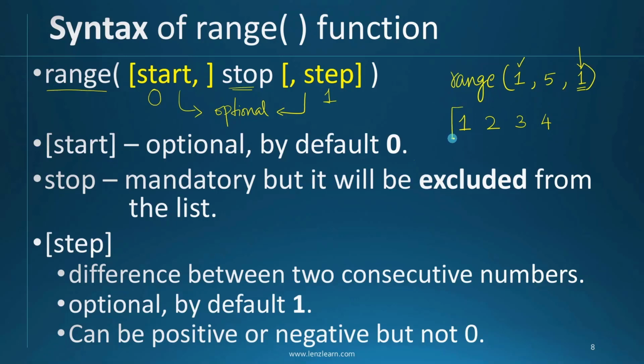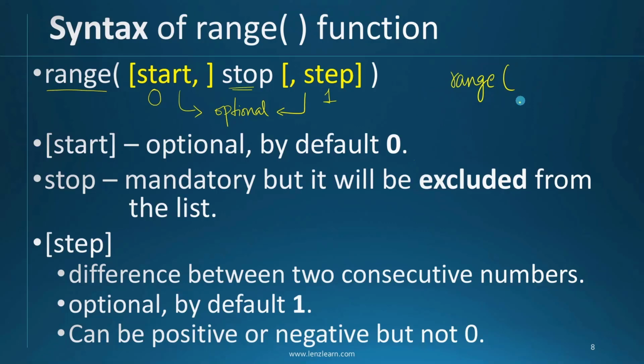So the values generated by this range function are 1, 2, 3, 4. Now you will be thinking, what about 5, right? You have specified the stop value as 5, and the range has actually stopped at 4. Range function will never reach up to the stop value. It will stop one value before it, right? So if you give stop value as 5, the values generated by the range function will stop at 4.